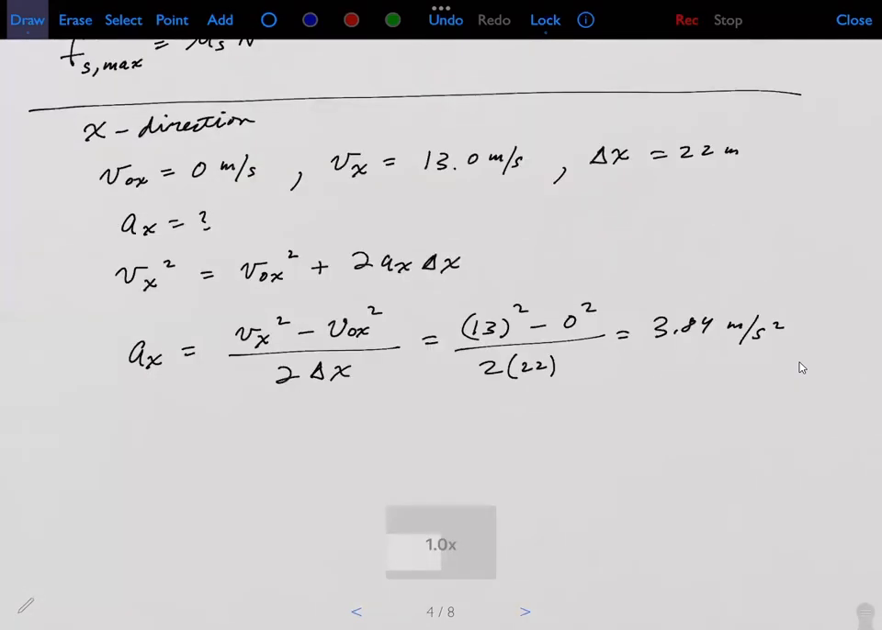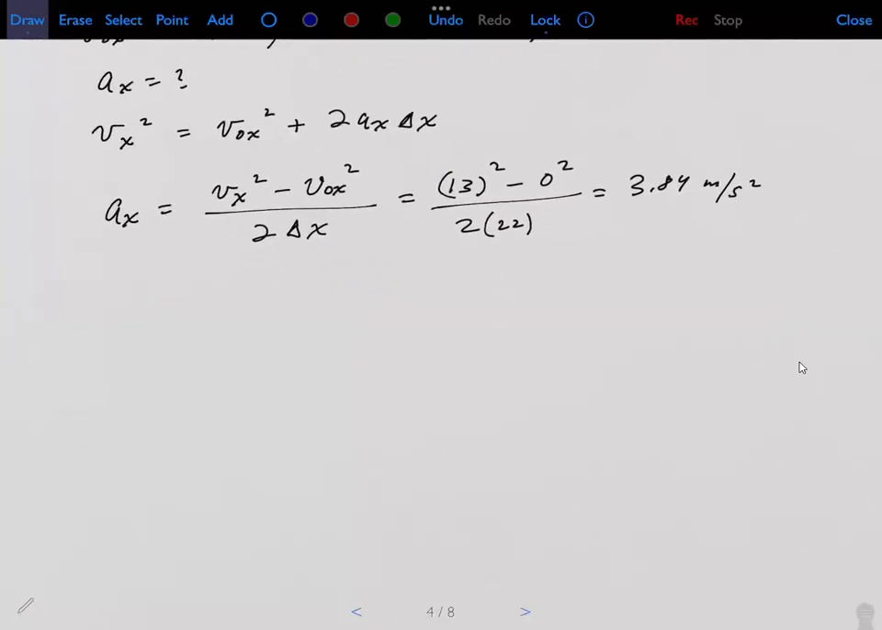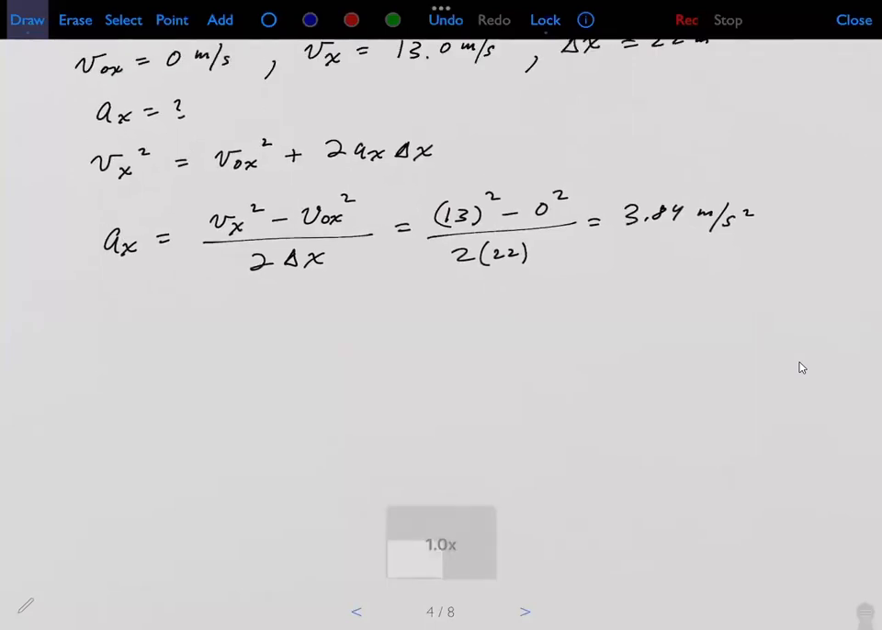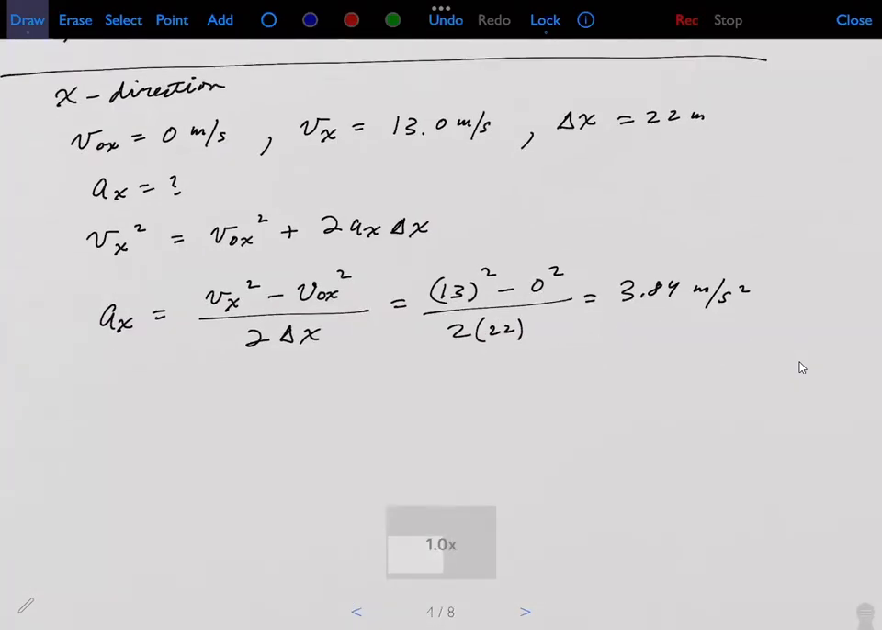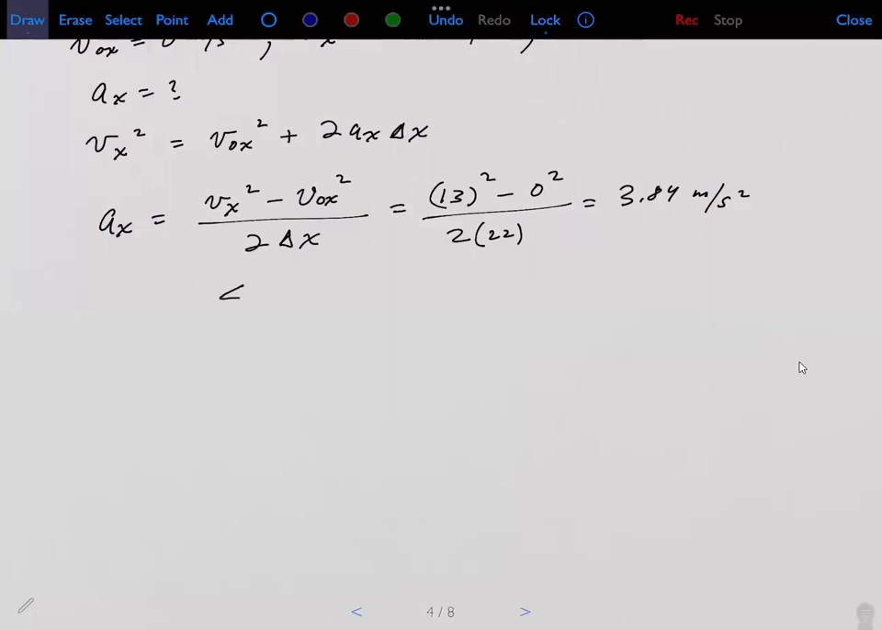So now, remember, ultimately we're trying to find μs, right? The whole goal here is to figure out what that coefficient of static friction is between a sprinter's shoe and the track. So let's see, I know the normal force. Now let's go to the x direction. Let's apply Newton's second law to the x direction. So I have the sum of the forces in the x direction equals m a_x.